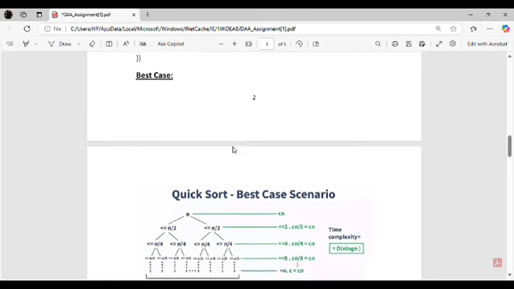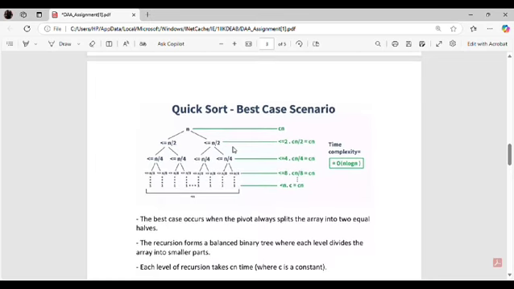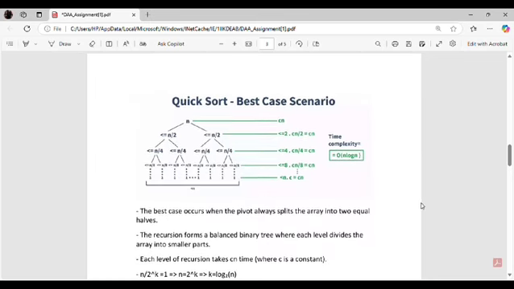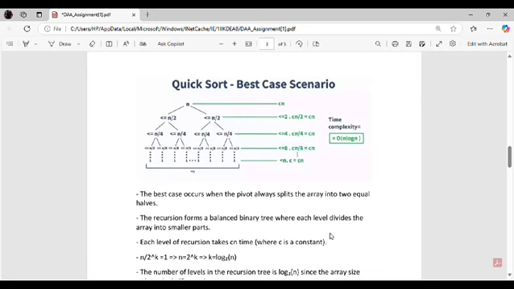Coming to the best case scenario of quicksort. The best case scenario of quicksort occurs when the pivot always splits the array into two equal halves. That is, the recursion forms a balanced binary tree where each level divides the array into smaller parts, that is, half of each array. Each level of recursion takes cn time, where c is a constant.